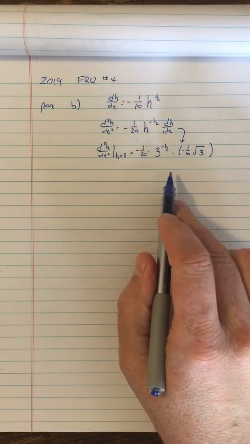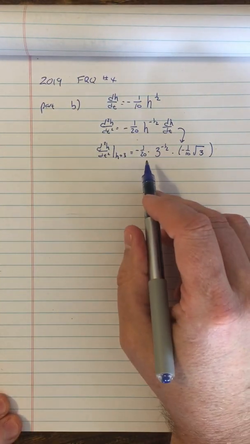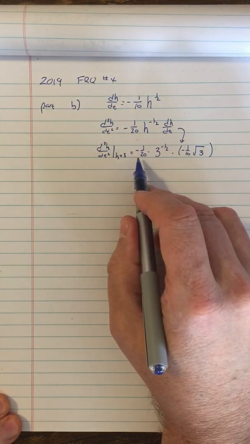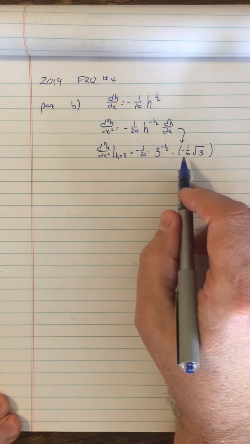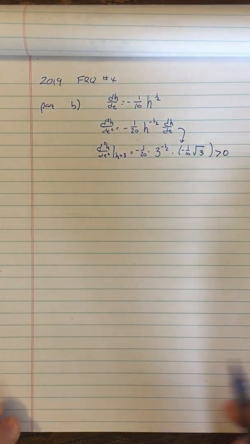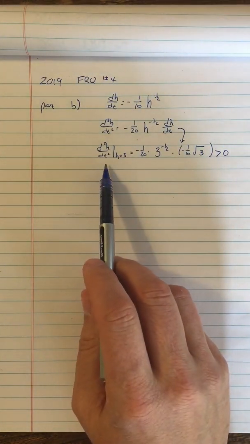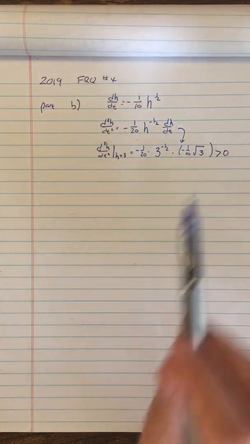Now, I can look at this and work out what it is, but what's probably much better is to just say, I have a negative times a positive times a negative times a positive. What I get is positive. So I don't have to work out exactly what it is. The only thing that matters is that d squared h dt squared at h equals 3 is positive.